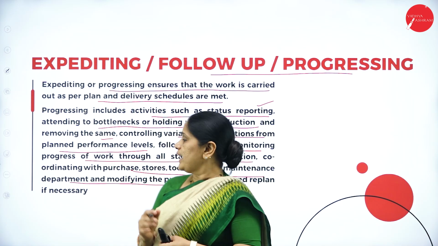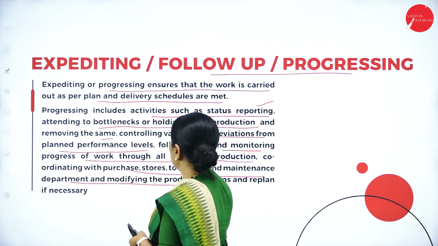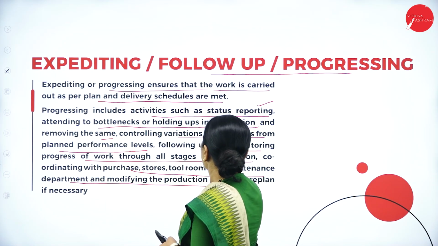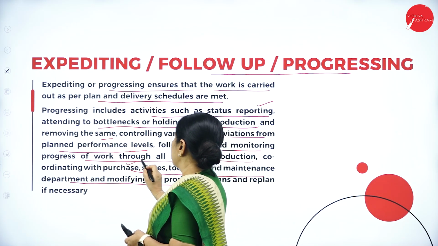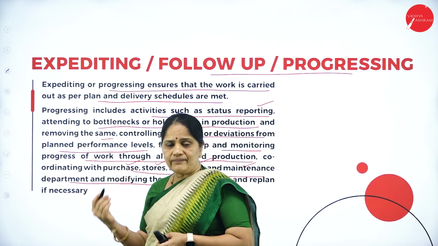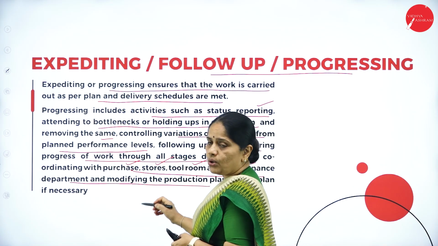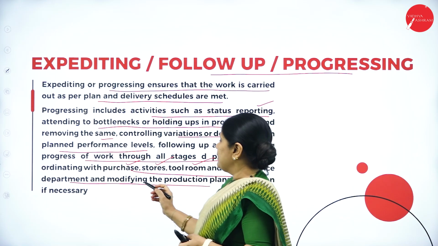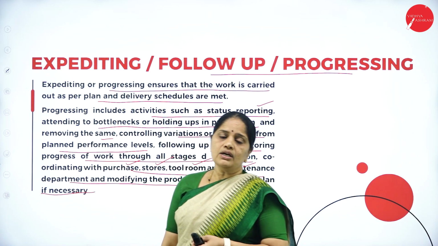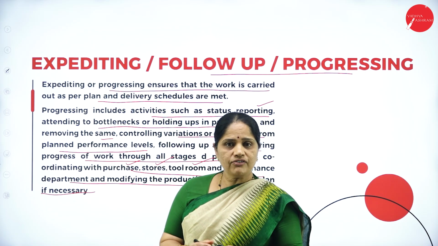So, in order to ensure that the work is going on as per the plans, we have to ensure that there is a smooth flow of work in the production house, and coordinating with the purchases, stores, tool room and maintenance. So purchase, we need to have a coordination with the purchase department in order to get the raw materials, then stores department, then tool room and maintenance, and modifying the production plans and replan if necessary. So all these are necessary for expediting the process of production.